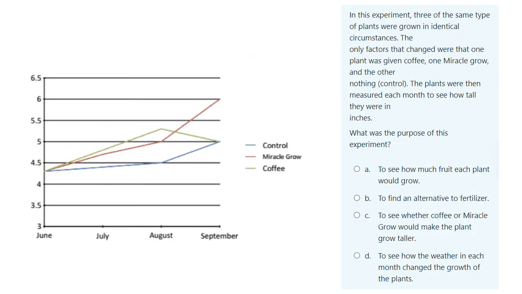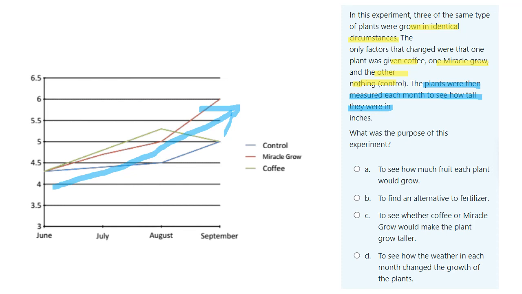Now, in this experiment, 3 of the same plants were grown in identical circumstances. The only factors that changed were that one plant was given coffee, one plant was given Miracle-Gro, and the other was given nothing. The plants were then measured each month to see how tall they were in inches. What was the purpose of the experiment? Well, we're looking at the growth of the plant.